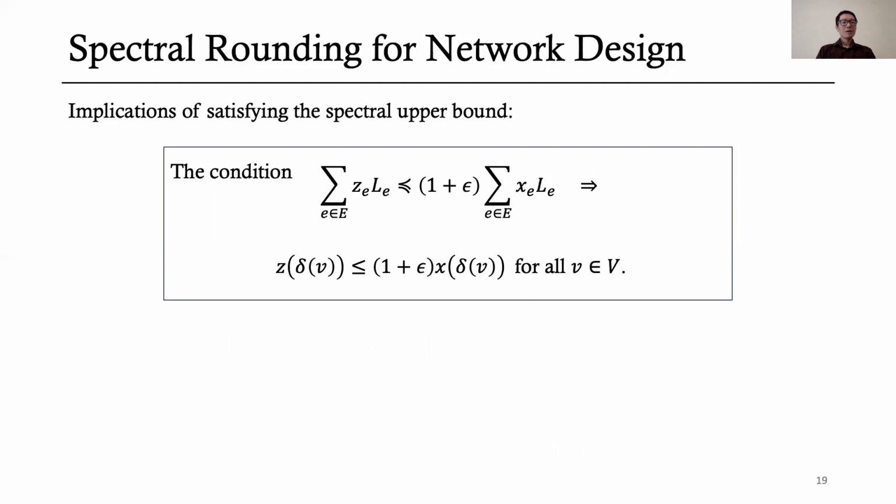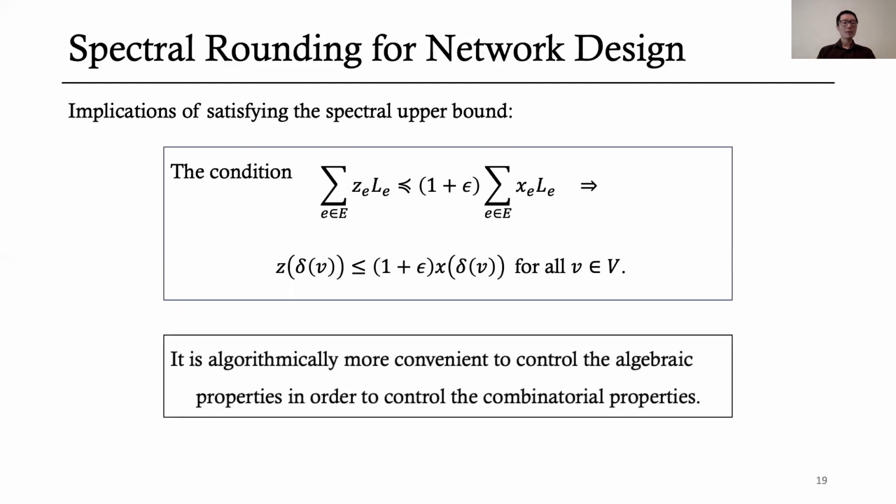And if we can satisfy the spectral upper bound, then we can also satisfy the degree constraints by simply tracking the diagonal entries of the Laplacian matrix. Therefore, our two main results about the generalized survivable network design are just simple consequences of the spectral rounding. And we remark that in many applications, it is algorithmically more convenient to control the algebraic properties in order to control the combinatorial properties.